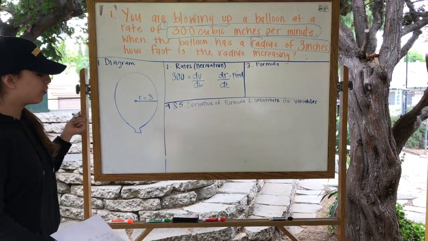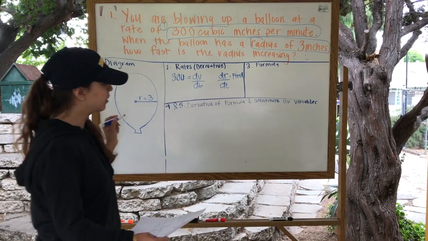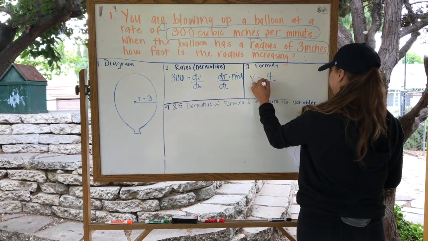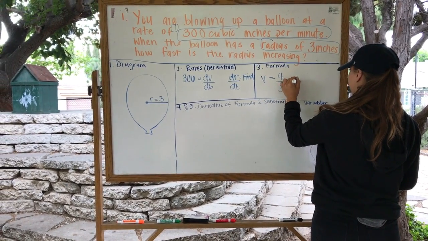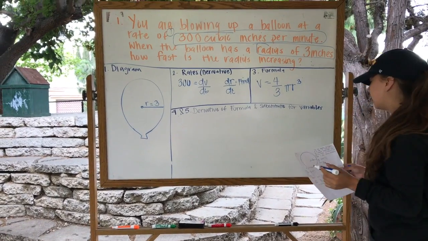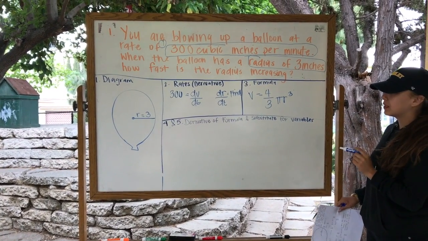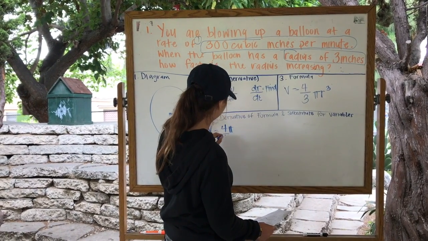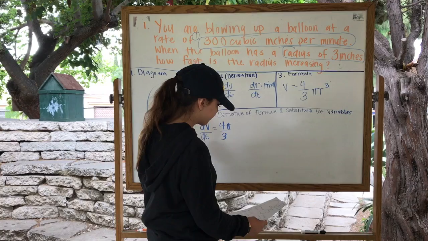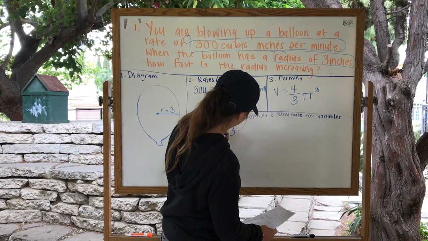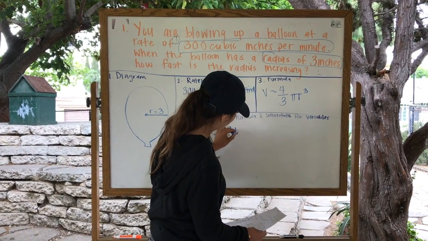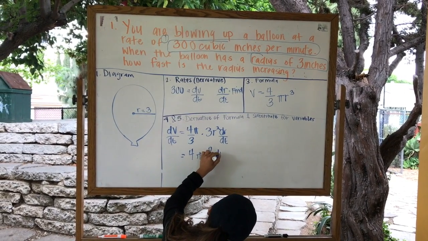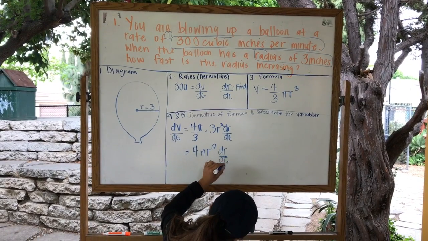So the formula we're going to be using for this one is the volume formula, and that is 4/3 pi r cubed, because it's volume. And now our next step is going to be to find the derivative of that formula, like 4/3 pi. Don't get confused with the pi, because it's just a number. Times 3r squared dr/dt. Okay? r squared dr/dt.